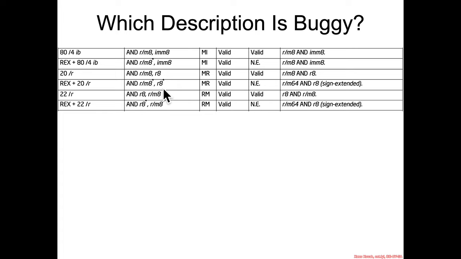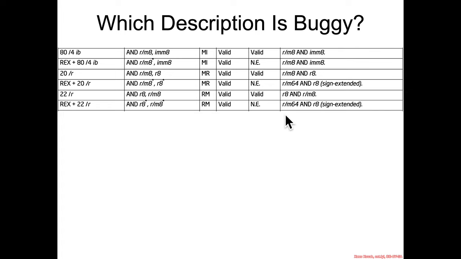And then this form, same thing, RM8 R8, but all of a sudden it says RM64, and it says R8 sign extended to 64 bits. So that's kind of weird. And I see another version of that here, where instead of going register to memory, we're going potentially memory to register. So what's the deal with this?